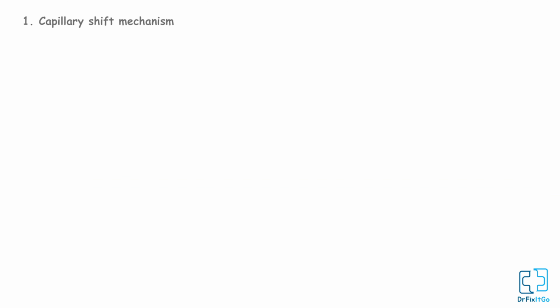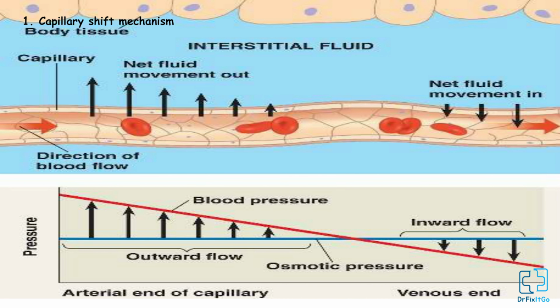Intermediate term regulation of blood pressure. Capillary shift mechanism: movement of fluid from interstitial spaces into capillaries in response to decreased blood pressure to maintain blood volume. Conversely, when capillary pressure increases too high, fluid is lost out of the circulation into the tissue, reducing blood volume as well as all pressures throughout the circulation.